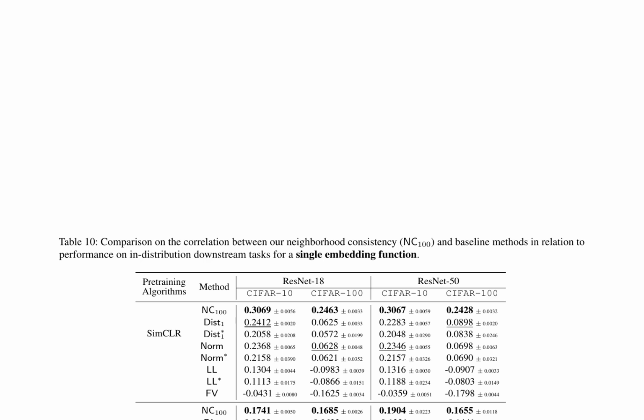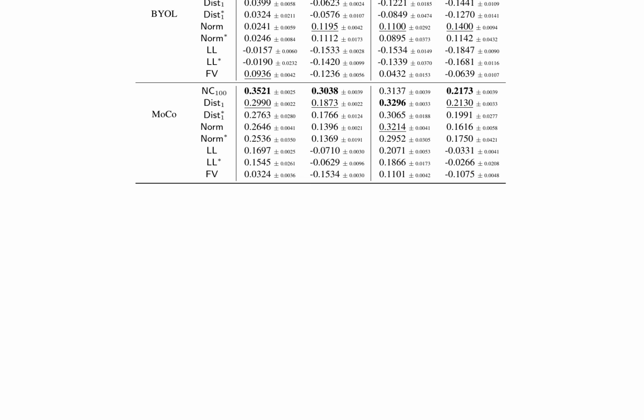MoCo exhibits the highest correlation with NC100 across both ResNet 18 and ResNet 50 models, indicating strong neighborhood consistency in its pre-training process. SimCLR and BYOL demonstrate moderate correlations, suggesting they exhibit some level of neighborhood consistency, although not as strong as MoCo. In contrast, the norm and norm variants of the baseline methods generally show lower correlations, indicating weaker neighborhood consistency. The LL and LL variants exhibit negative correlations, suggesting a lack of neighborhood consistency in these algorithms.